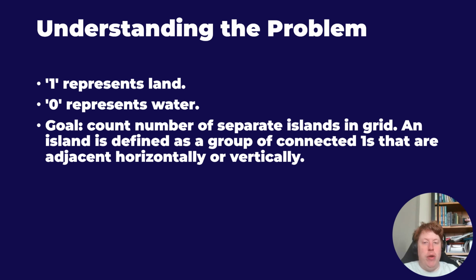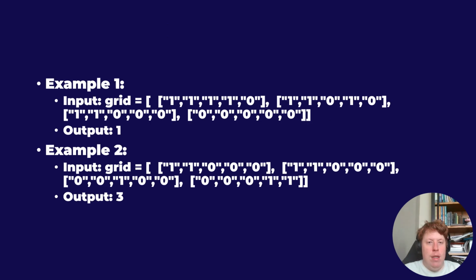We're given a 2D grid where a 1 represents land and a 0 represents water. Our goal is to count how many separate islands exist in the grid. An island is defined as a group of connected ones that are adjacent horizontally or vertically. Here are some examples.